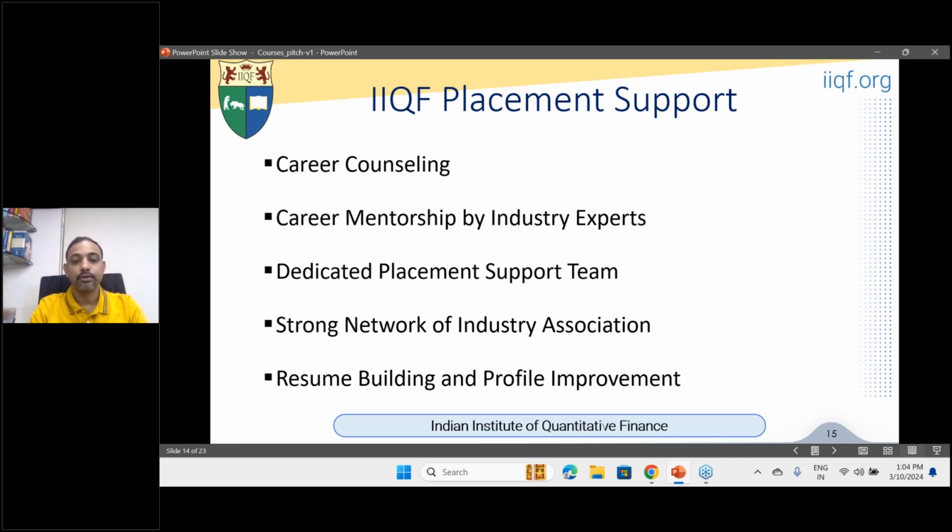Strong network of industry association, of course, being the oldest quant body in India, and we ourselves having worked in the quant modeling industry for a couple of decades now, right? The industry association is pretty strong, and it is multifaceted. We ourselves are connected. All the faculty are leading leaders from the quant and risk analytics or the machine learning industry. The students who have passed out in the last 14-15 years, a lot of them themselves are in senior leading positions in the industry. So the industry connect is pretty strong.